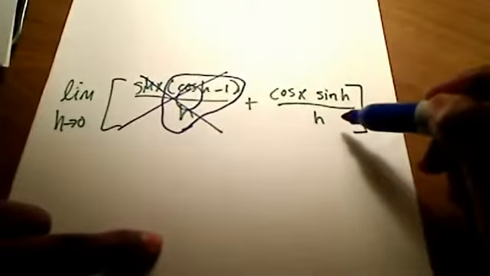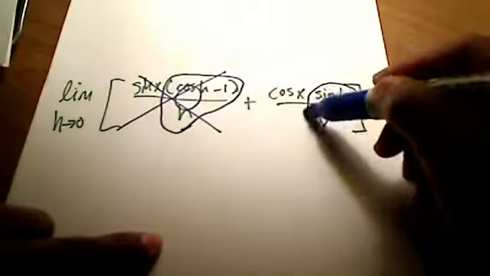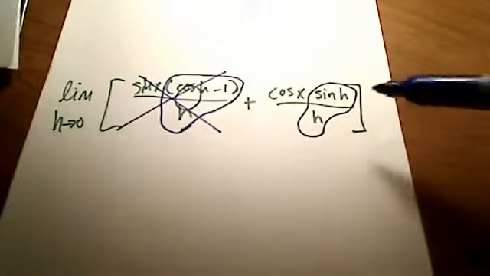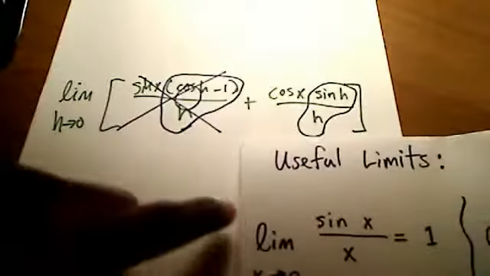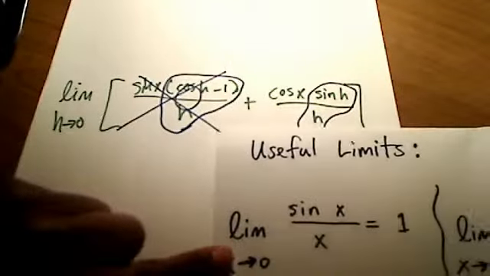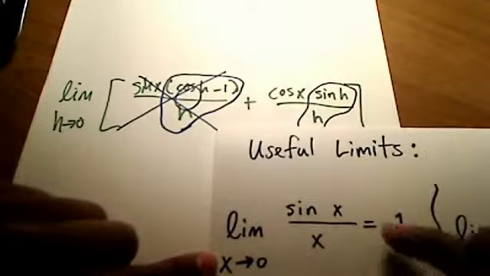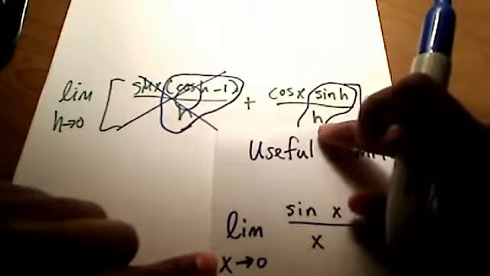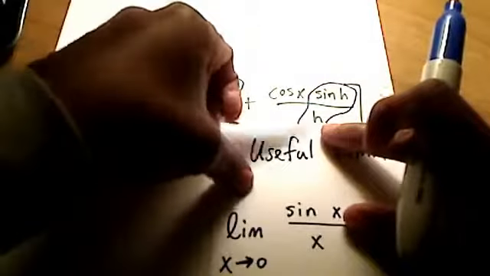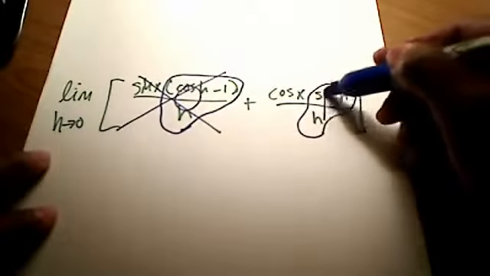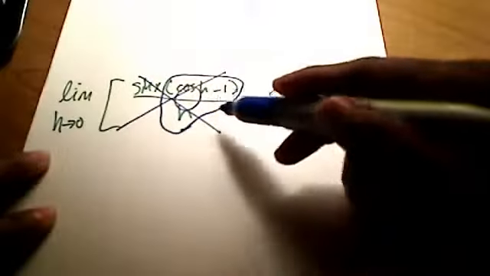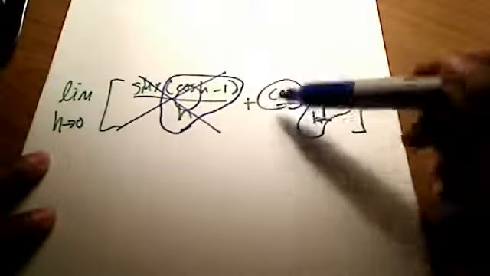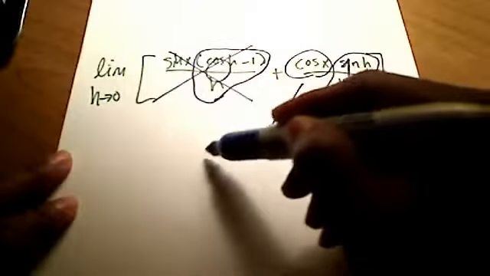Okay? Do you recognize something else over here as well? Do you recognize that sine h over h as h approaches 0? Hey, that's very similar to this other useful limit that I have here. Instead of x's, I've got h's. But it's the same thing. So this whole blue bubble turns into a 1. So this one here turned into a 1, whereas that limit over there turned into a 0. And what's 1 times anything? It's just itself.